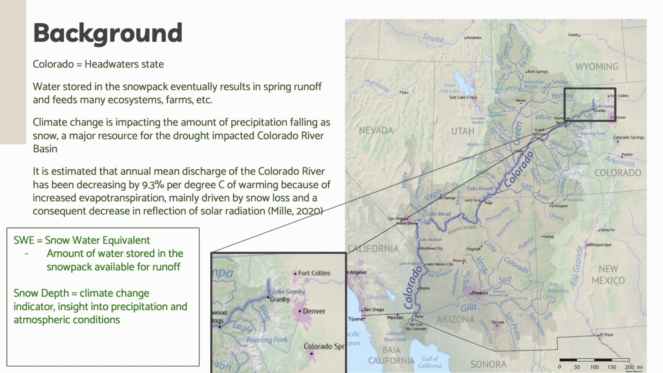And so in this presentation, I'll mention two different measurements: SWE, or snow water equivalent. This is the amount of water stored in the snowpack available for runoff. And then snow depth is a climate change indicator and provides a lot of insight into precipitation and atmospheric conditions.